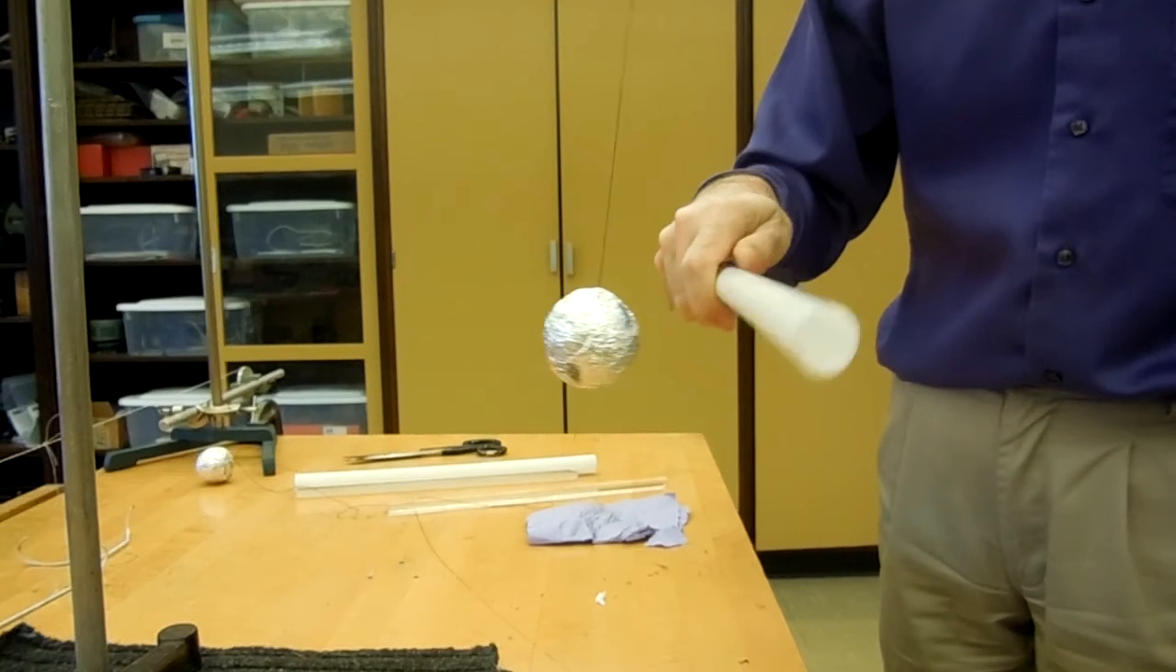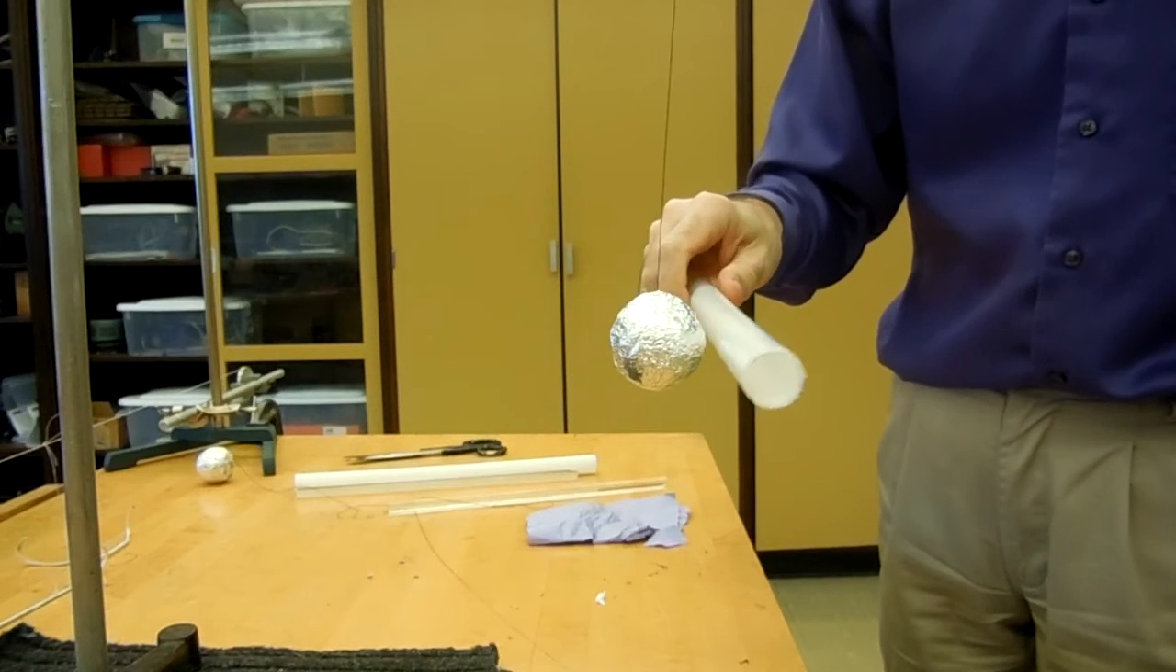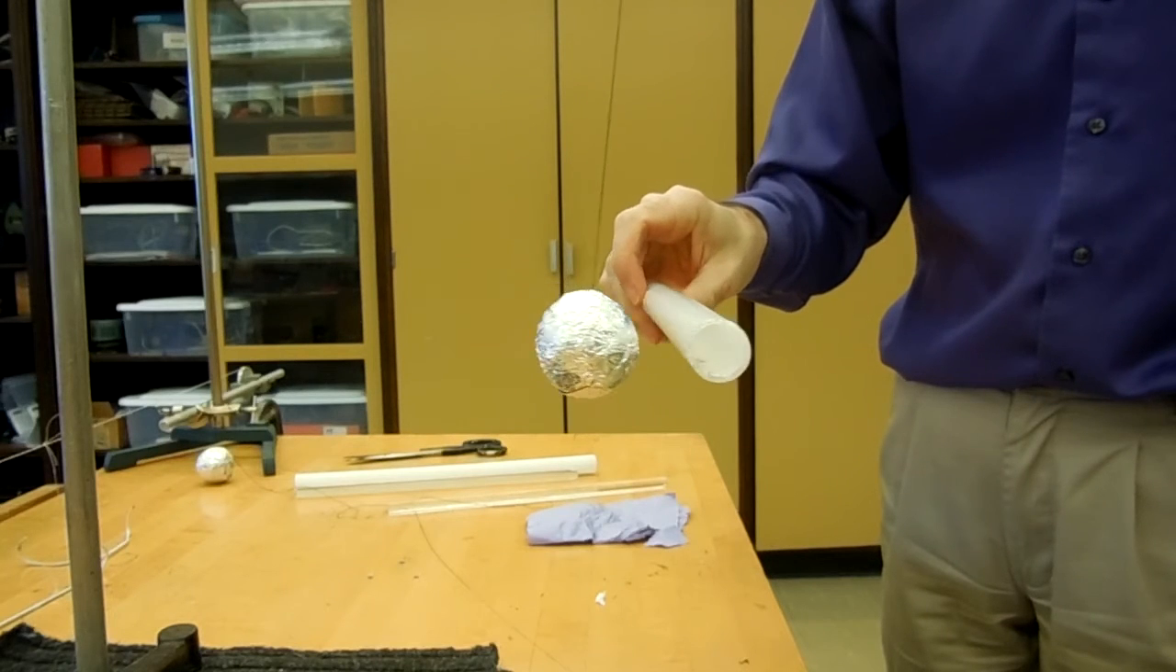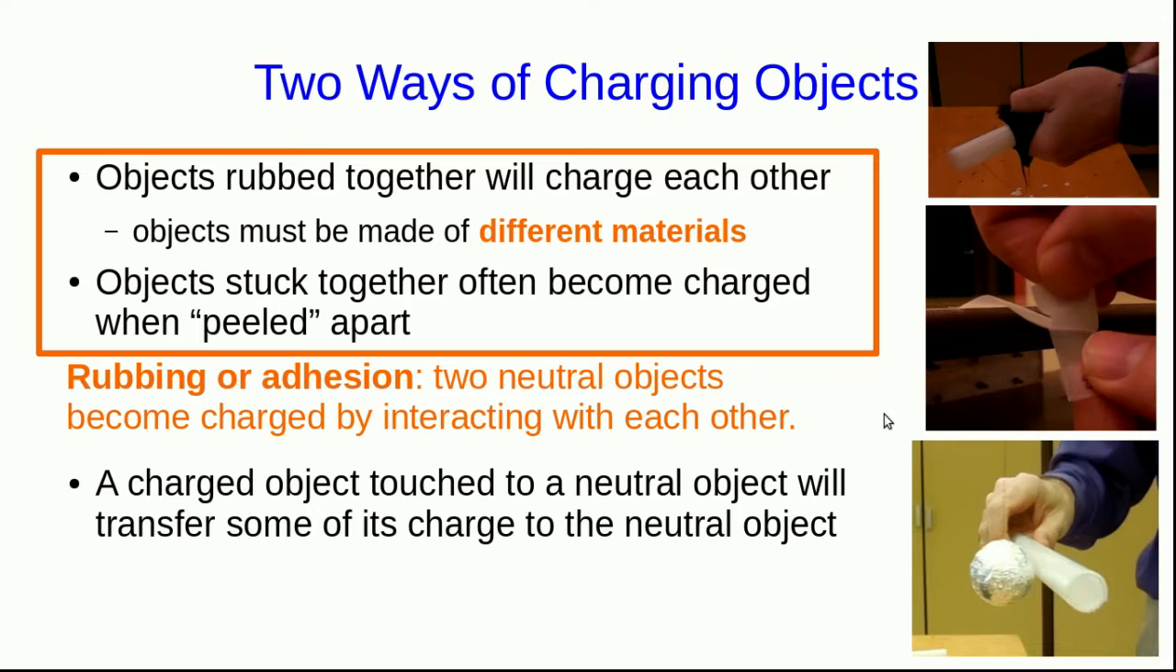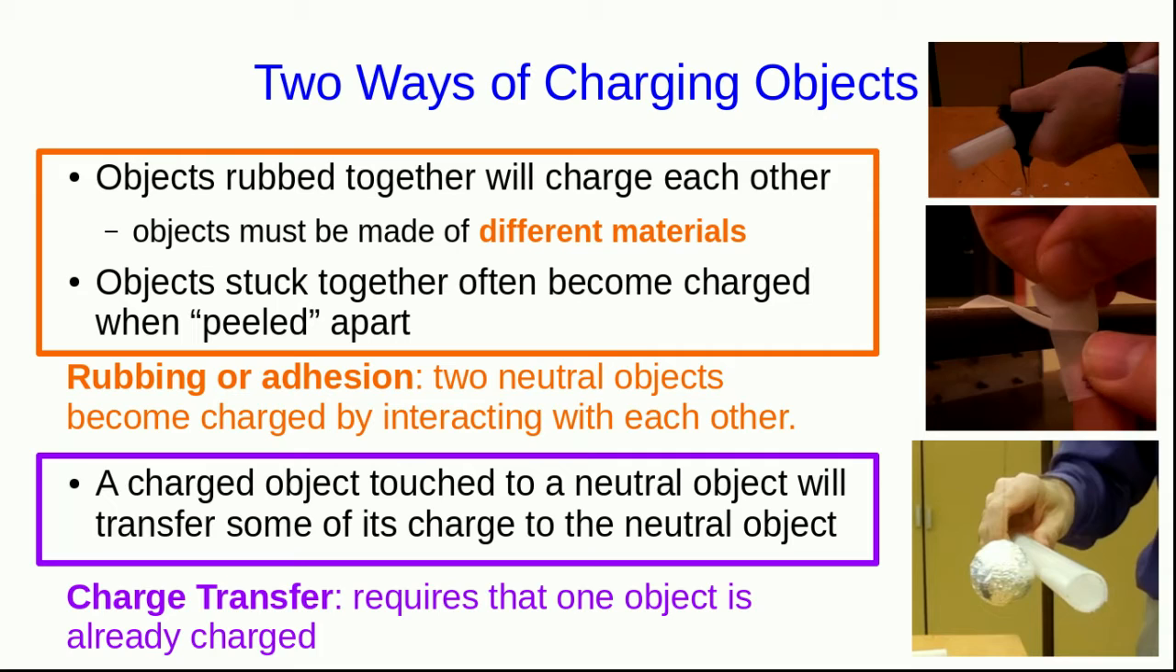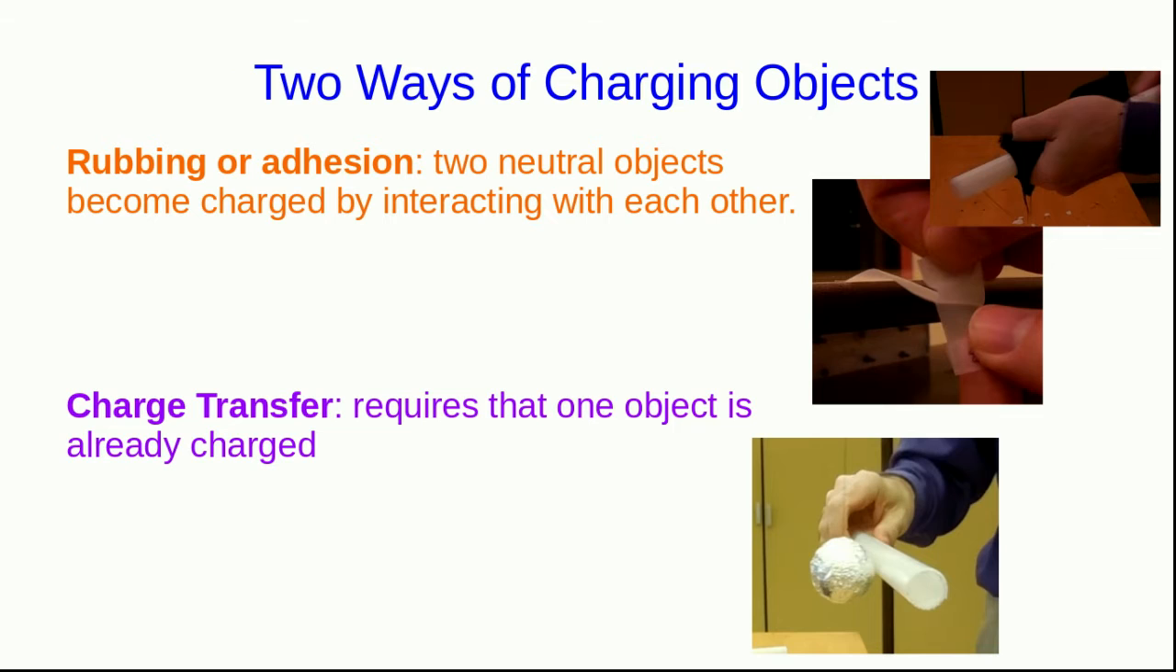Let's see that again in slow motion, and you'll see that the ball jumps away from the rod when it first touches it. So what we've just seen is a totally different way of charging an object from the ways we've seen before. If we have an already charged object and we touch it to a neutral object, then it transfers some of its charge to the neutral object. And so as opposed to rubbing and adhesion, this is a totally different mechanism that we might call charge transfer. But it requires that we already have one object that's charged.